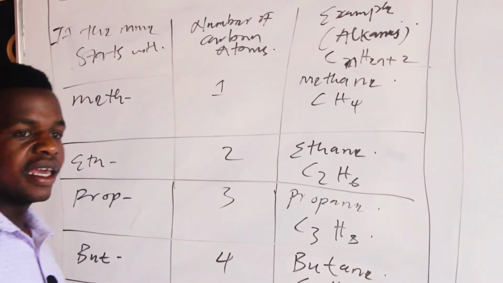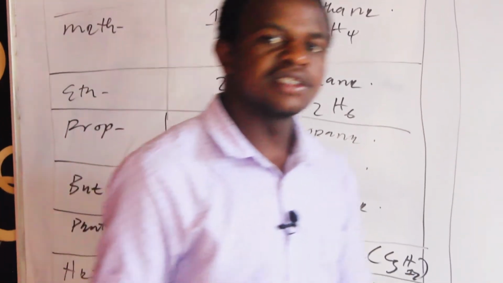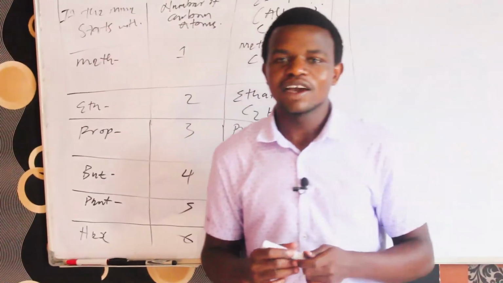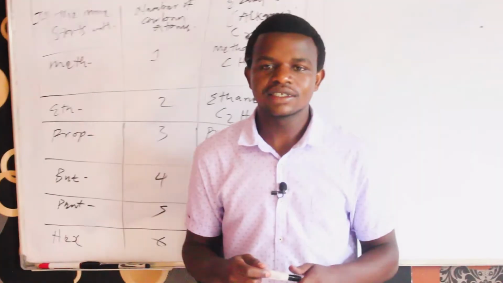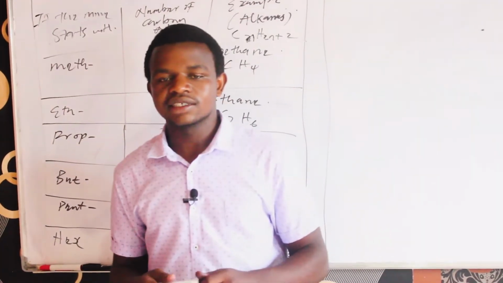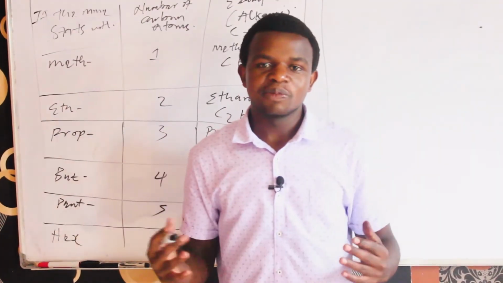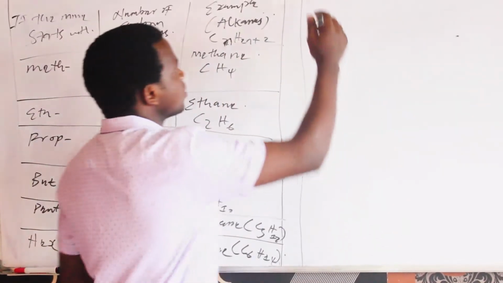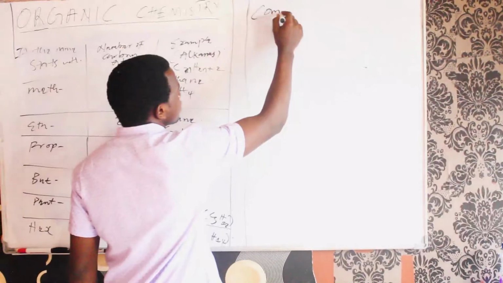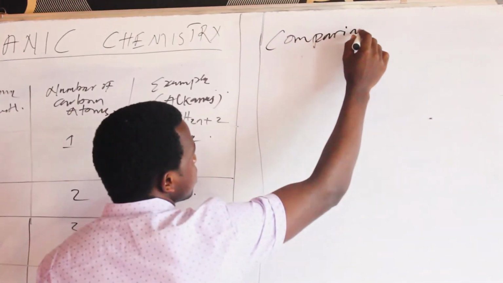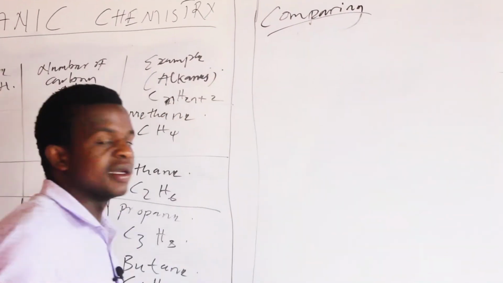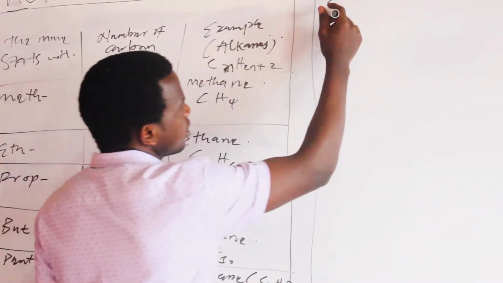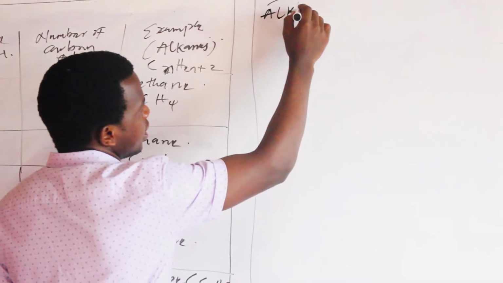So let us compare the different families. Since we have said that we have different families, we have the alkanes, we have the alkenes, we have the carboxylic acids and the alcohols. So let us compare these different families. So we are going to make the comparison. And the first family that we're going to start with are the alkanes.